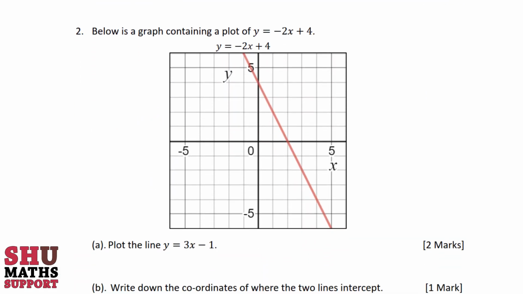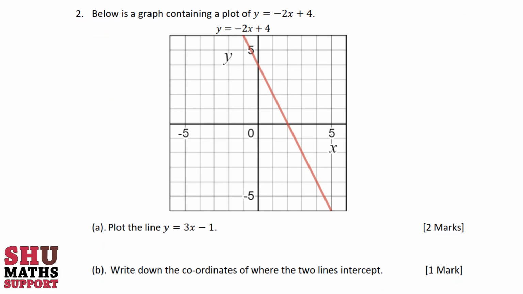So now we're going to move on to a different question, where this one is also given us a graph, but notice that we've only got one equation. We've got y is equal to minus 2x plus 4. And the question is asking us to plot the line y equals 3x minus 1. So let's see if we can do this successfully.